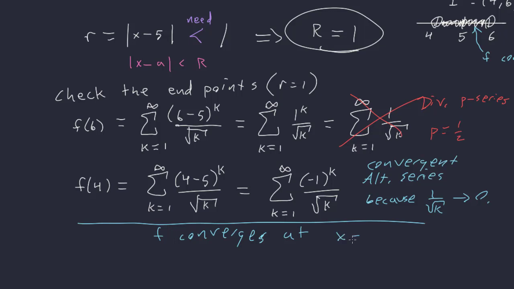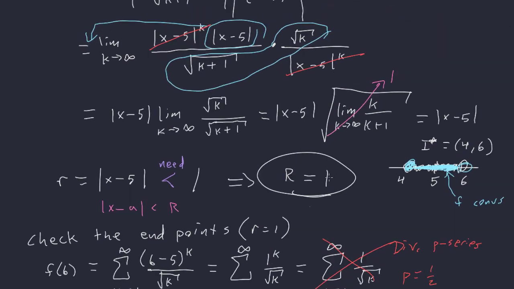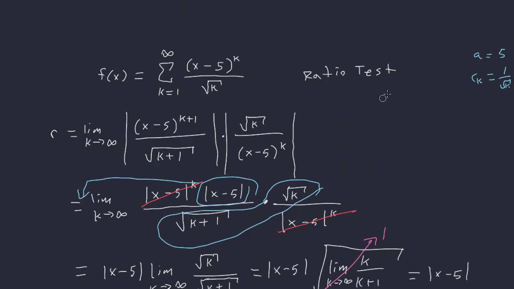Right? F converges at x equals 4. So here on my interval, we get convergence at the leftmost endpoint, but divergence at the rightmost endpoint. So this tells me that r equals 1, so that doesn't change. R, once you find r, is just r. But the interval of convergence is actually 4 to 6. So closed 4, open 6.